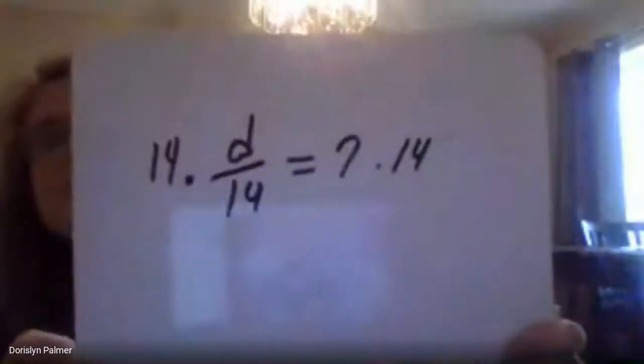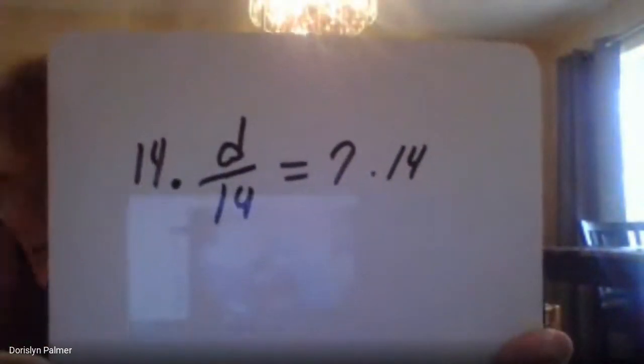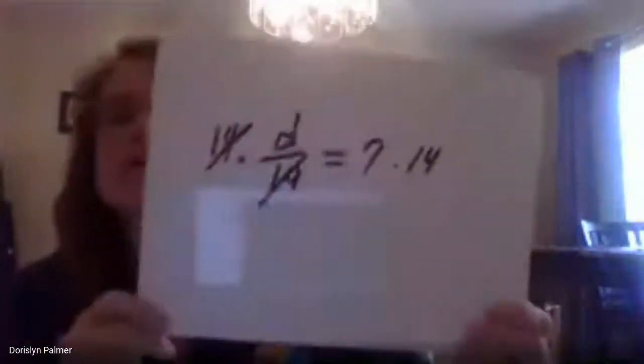So I want you to write it so that it looks like this, where we're multiplying by 14 on both sides. And then the 14s on the left-hand side cross out. When we cross them out, it's really helpful if we go, woo! Okay, cross those out. And then we're left with b equals, and 14 times 7 is 98.